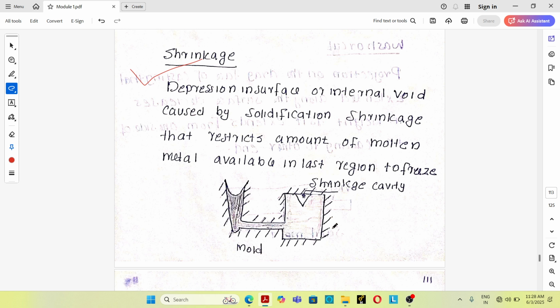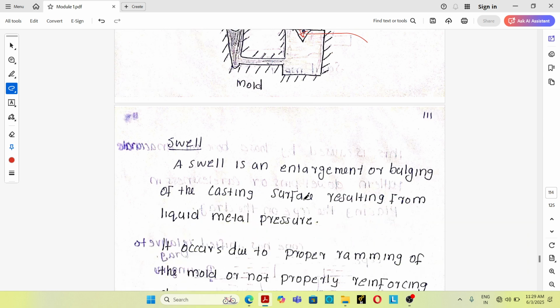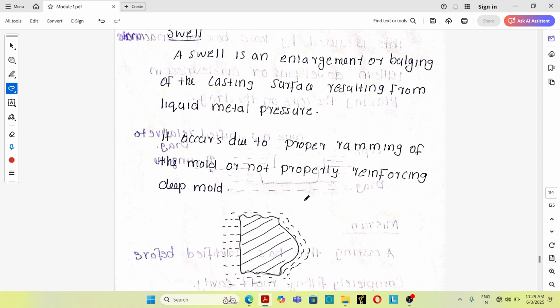Actually, here shrinkage means some cavities will be forming. Due to shrinkage, the molten metal is not available to fill this cavity, and that is known as shrinkage cavity. Due to shrinkage, the entire casting shrinks, and cavities are formed in the last freezing region, and the molten material is not available for filling this cavity. That defect is known as shrinkage cavity. Next one is swell.